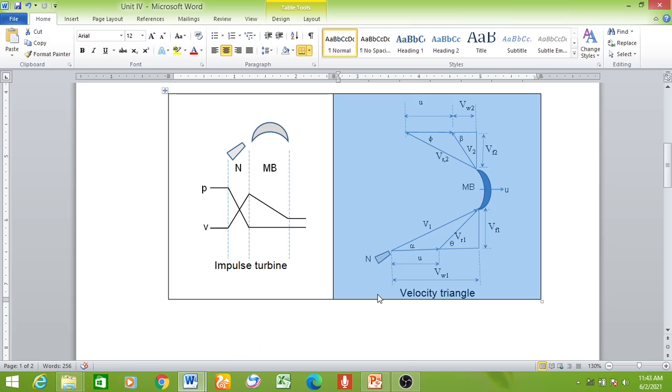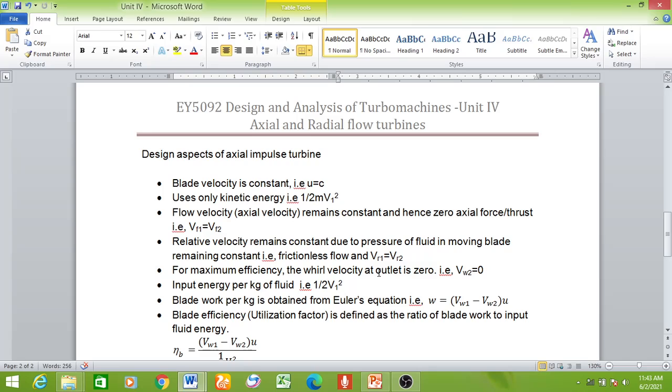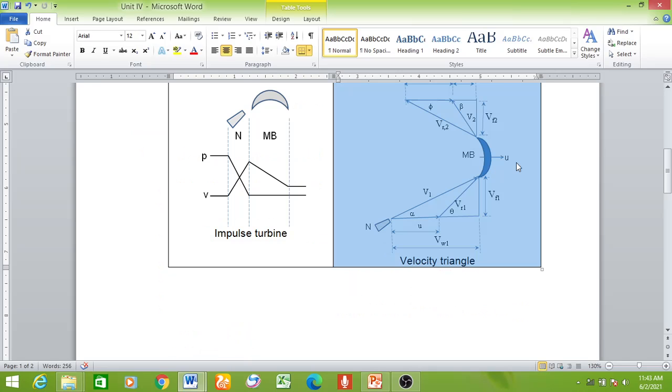Okay, so I will continue with that. We are talking about the design aspects. The relative velocity remains constant here. The relative velocity of the fluid remains constant as it flows through the moving blade. That is because of the frictionless condition here. So you can see VR1 is equal to VR2.